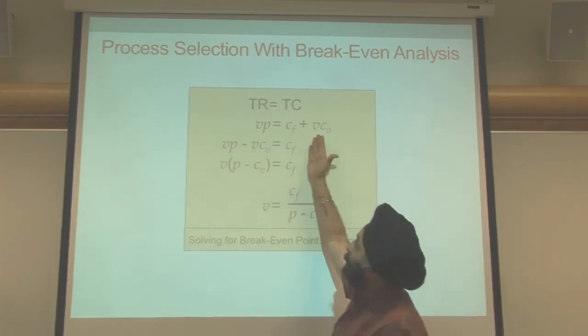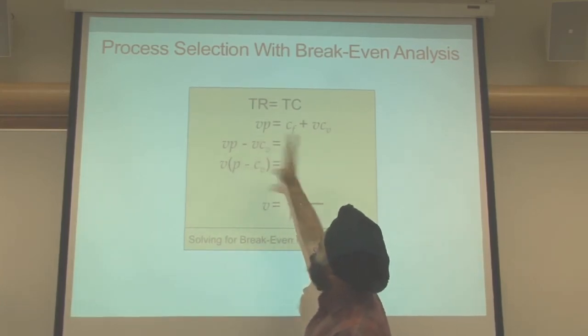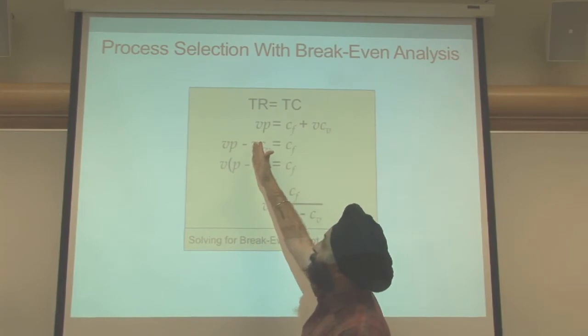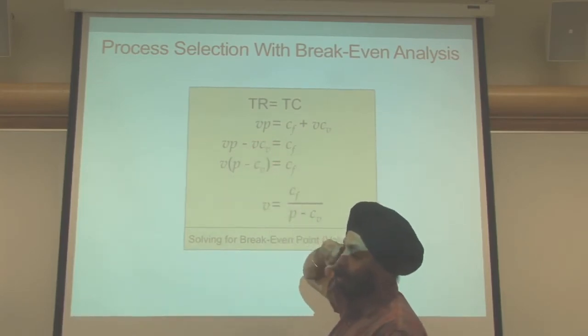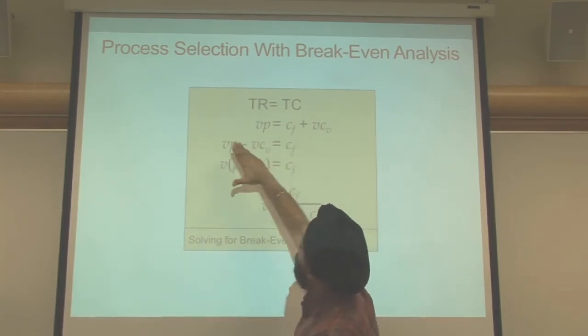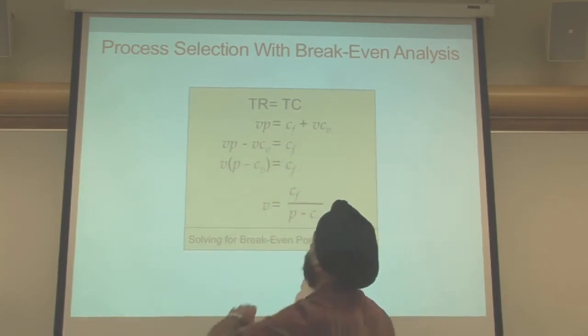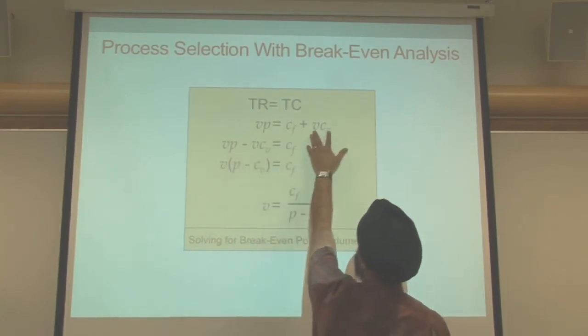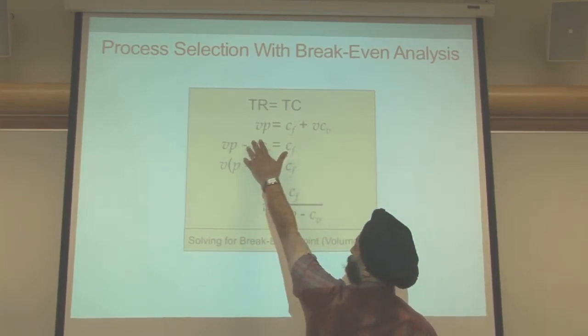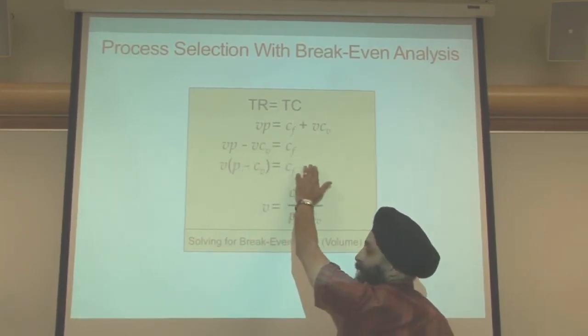So in this case, you can see the only thing which we don't know, the unknown, is the volume. What is the quantity of break-even? So bring all the aspects which have an unknown on the left side. So you bring the VCV on this side, which is VP minus VCV equals CF.